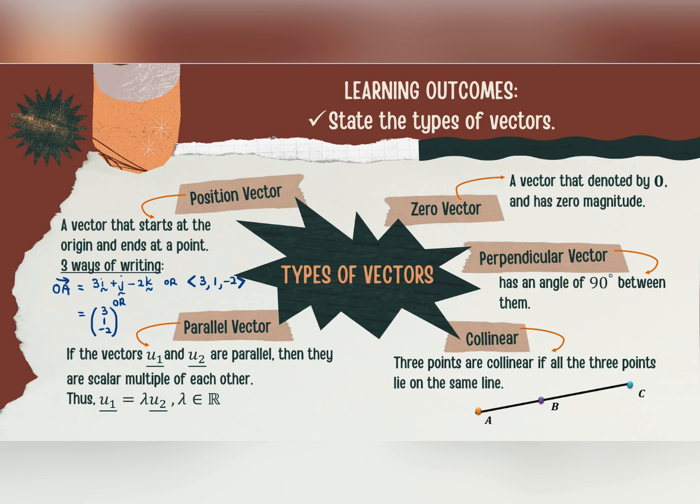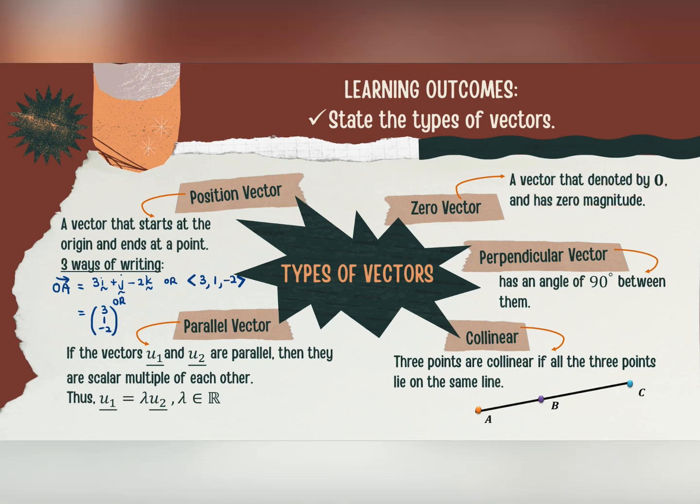Okay, so the second type of vector is known as a zero vector. So what is a zero vector? It is a vector that is denoted by 0 and has a 0 magnitude. So this means that all the directions I, J, K semuanya adalah kosong. Okay, so vector number 3. So the type 3 vector will be a perpendicular vector. So perpendicular, kita tahu the angle will be 90 degree. So perpendicular vector, it has an angle of 90 degree between them.